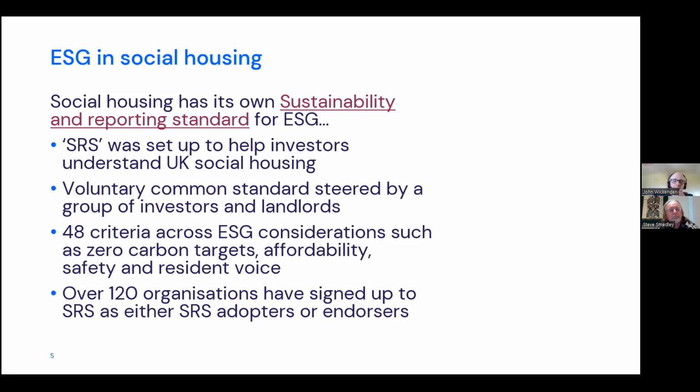So the sustainability and reporting standard has 48 criteria and they go across these 3 areas. I'm going to go into a bit more detail about that. But over 120 organisations have signed up to it, mainly housing associations. There is a website for this with the list of adopters, and I've put the link on the slide. It's mainly housing associations, not so many in Scotland, but certainly plenty of England and Wales landlords are taking part.